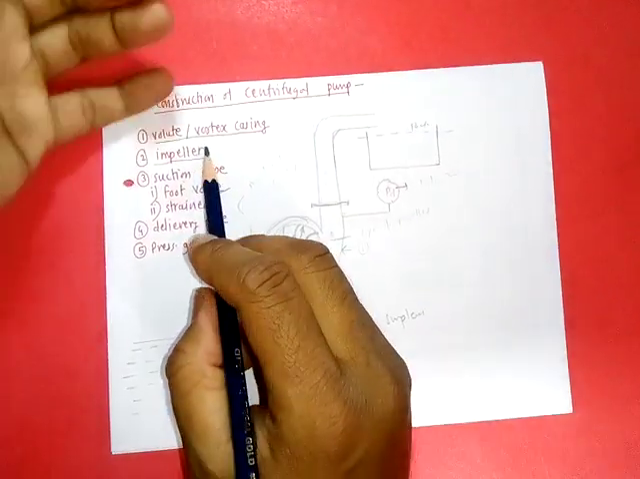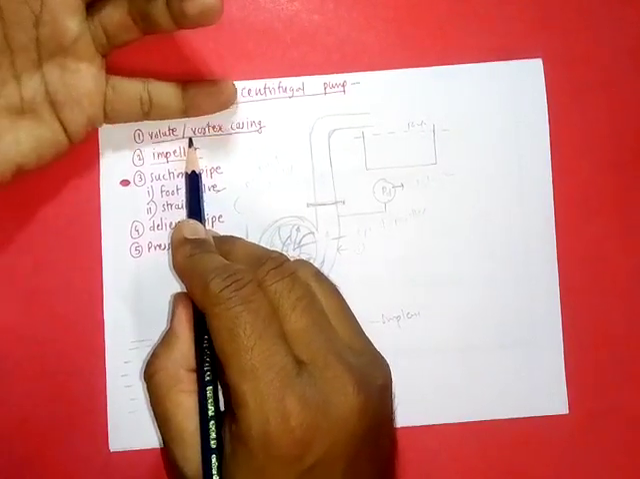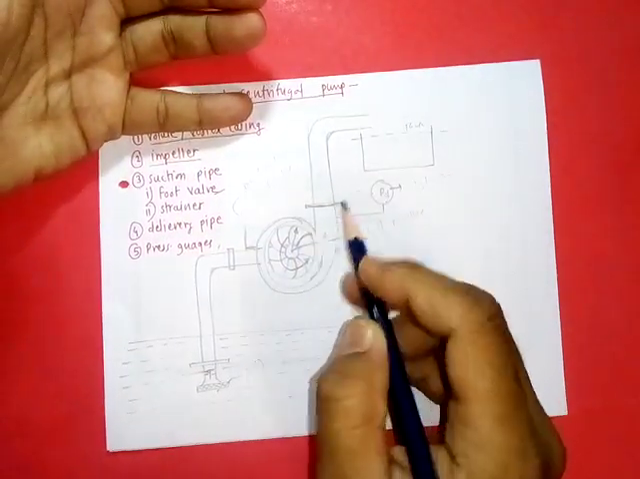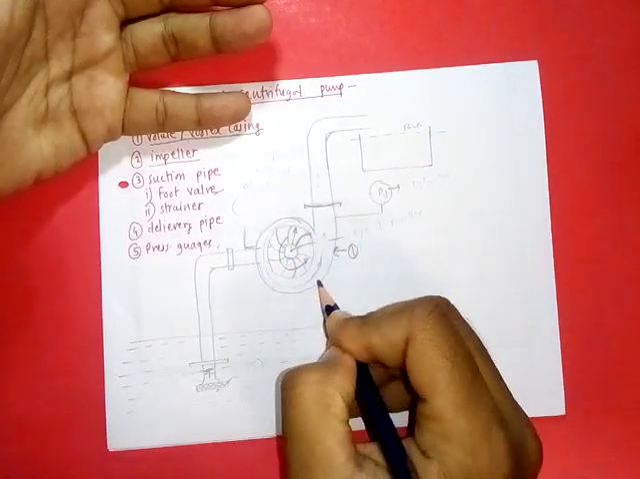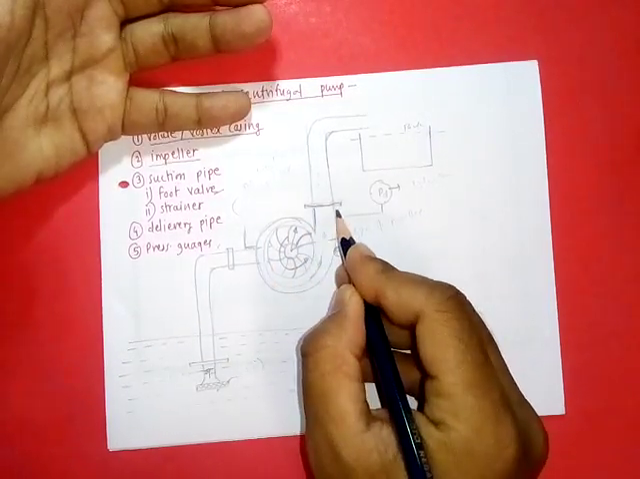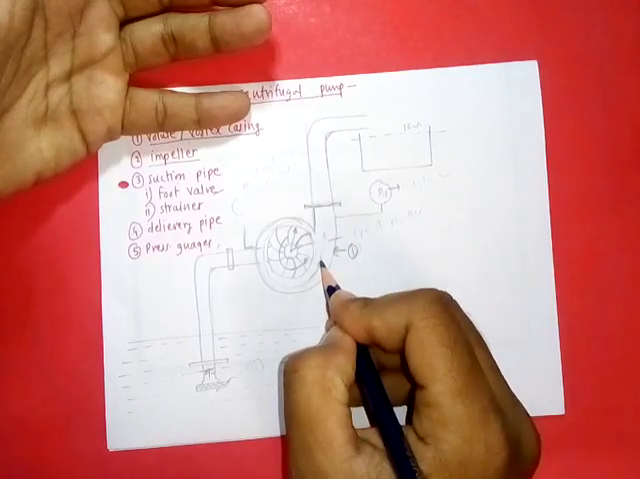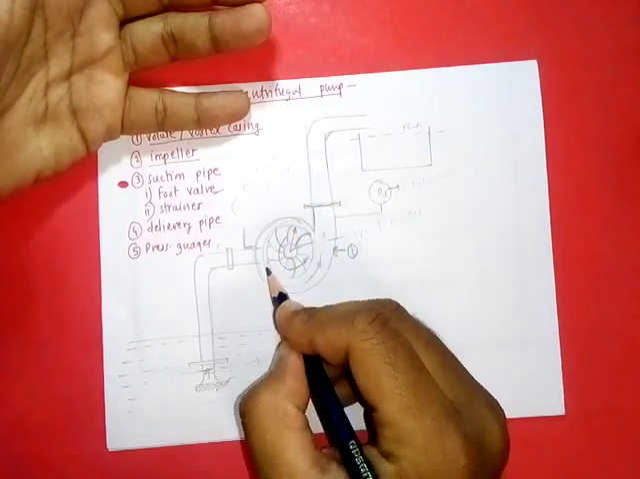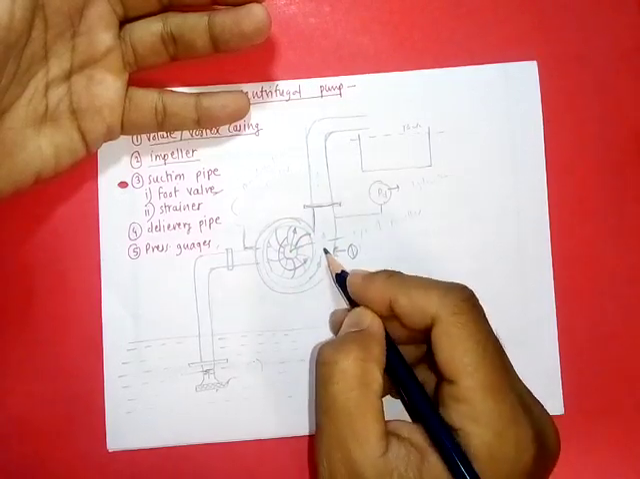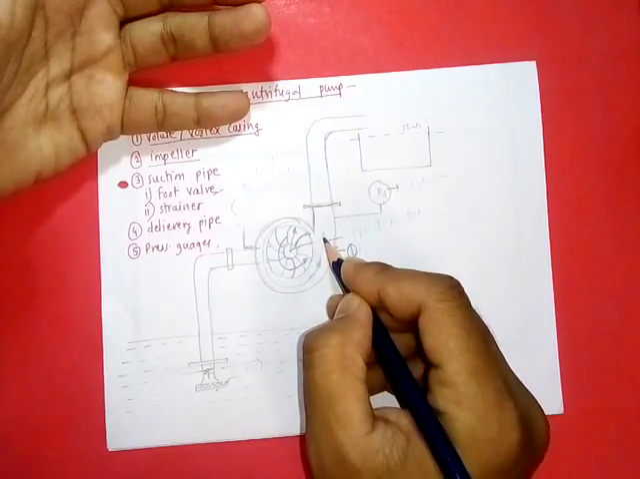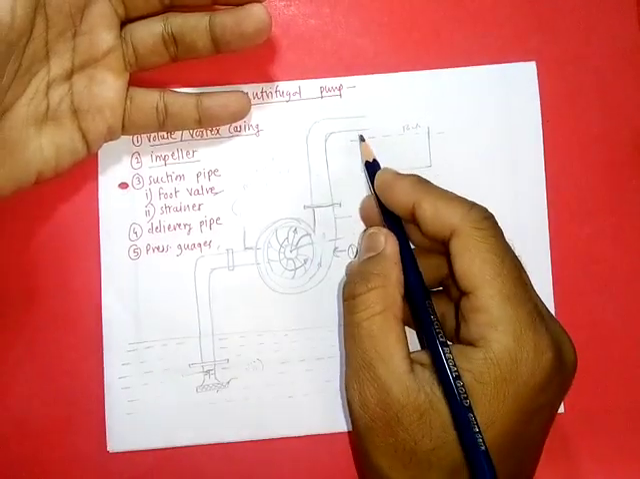So let's see its main parts. First, the volute or vortex casing. This is the casing. It increases its area in the direction of flow, in order to reduce velocity and convert this reduced velocity into pressure energy, and use this increased pressure to lift water.